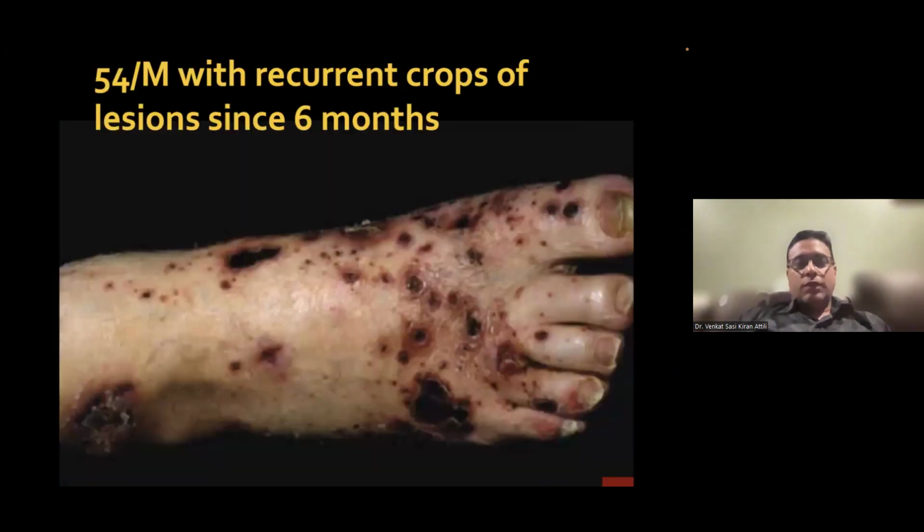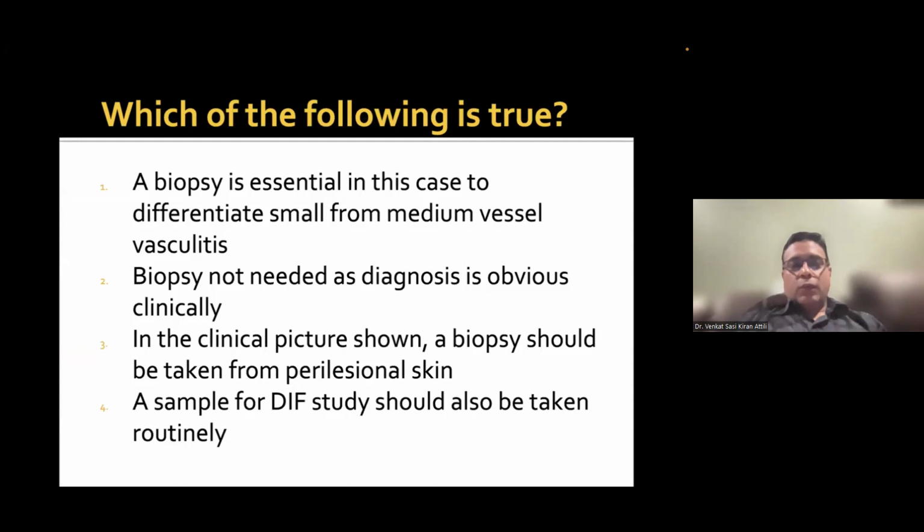So next question, 54-year-old male with recurrent crops of lesions since 6 months, okay? So obviously this is a vasculitis. Recurrent crops since 6 months, 54-year-old male. Your options are, which of the following is true? A biopsy is essential in this case to differentiate small from medium vessel vasculitis. Biopsy is not needed as diagnosis is obvious clinically. In the clinical picture shown, a biopsy should be taken from perilesional skin. A sample for DIF study should also be taken routinely.